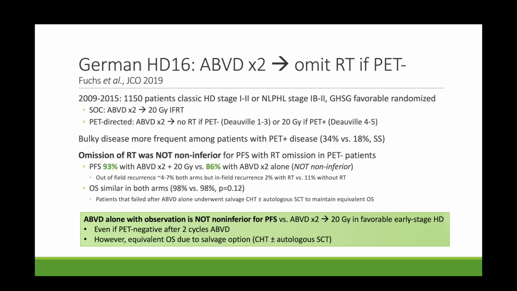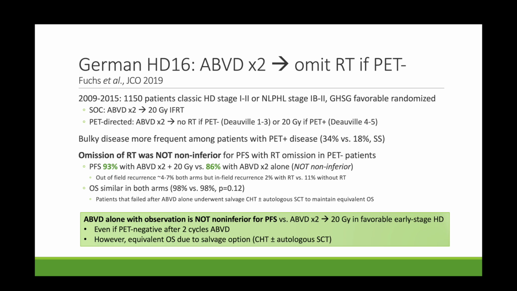Of note, the out-of-field recurrence was around 4 to 7% in both arms, so it was not significantly different. But the rate of in-field recurrence was only 2% with radiation versus 11% without radiation. So radiation really does provide a significant local control benefit, and that translates to a progression-free survival benefit of somewhere around 7 to 10%. Of note, the overall survival was similar in both arms at 98%.